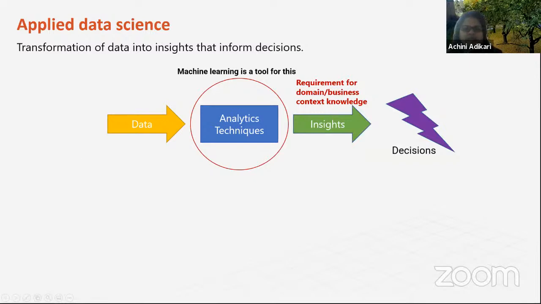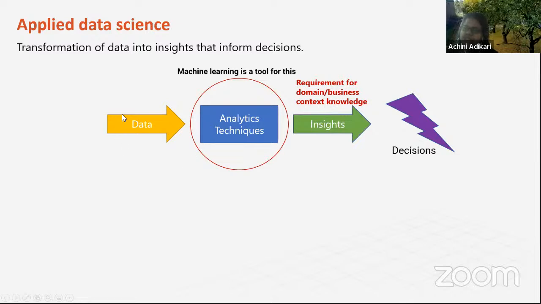Okay, so applied data science. This is the transformation of data into insights that inform decisions, because the data analytics should be relevant. Otherwise, it won't be of any use, right? So any business case, any machine learning model, should serve a purpose. That's why we need interpretable results.